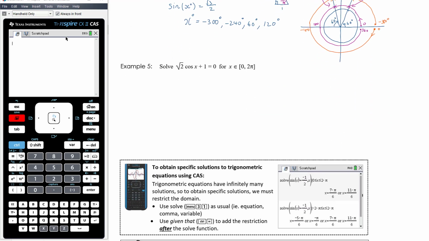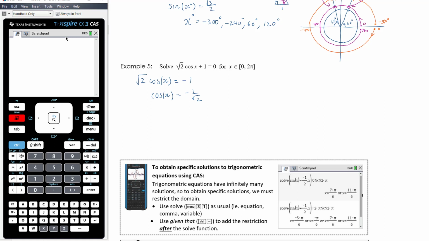Okay, last one. Solve root 2 cos of x plus 1 equals 0. So again, let's get the cos on its own. Root 2 times cos of x plus 1 equals 0. I read the equation wrong earlier. So cos of x equals negative 1 on root 2.